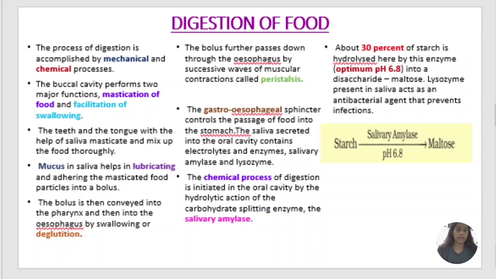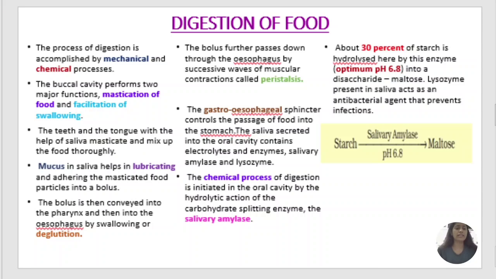Digestion of food. The process of digestion is accomplished by mechanical and chemical processes. The buccal cavity performs two major functions, which are the mastication of food and facilitation of swallowing. The teeth and the tongue, with the help of the saliva, masticate and mix up the food thoroughly. Mucus in saliva helps in lubricating and adhering the masticated food particles into bolus.